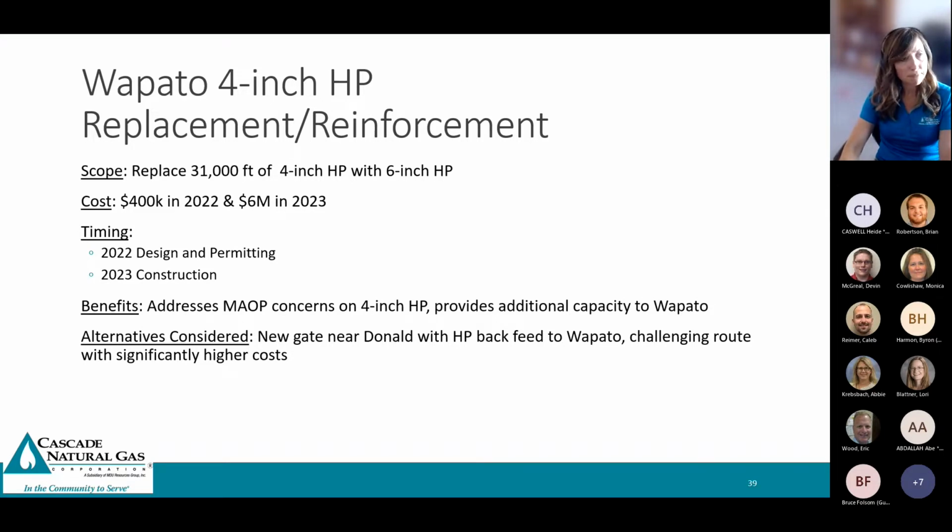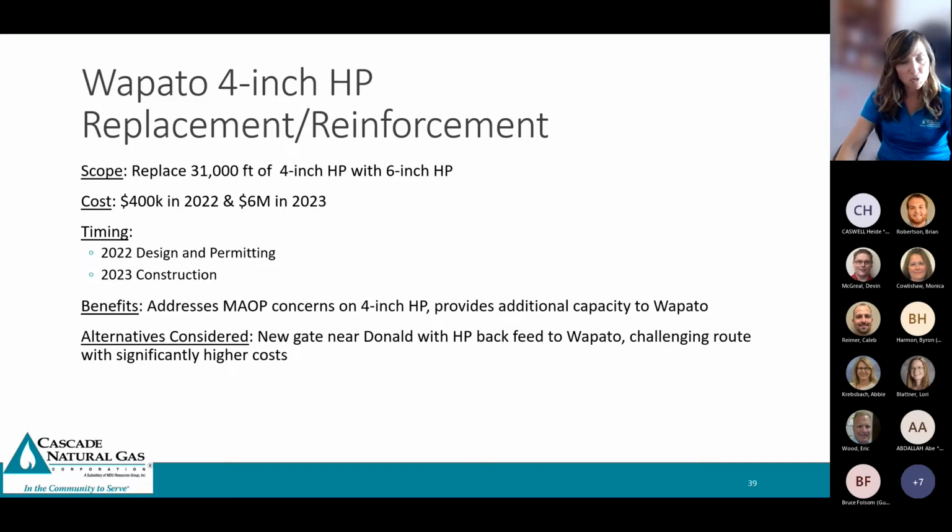And currently this 4-inch line's at capacity. It can't take any more capacity. For Wapato, it's compromised. So the benefits of this project are, in addition to getting capacity, it's also going to address our MAOP concerns. This line was part of our, I guess, settlement agreement. You know, we needed to get some high pressure records. So replacing this line will accomplish those goals, and it'll provide capacity to Wapato.